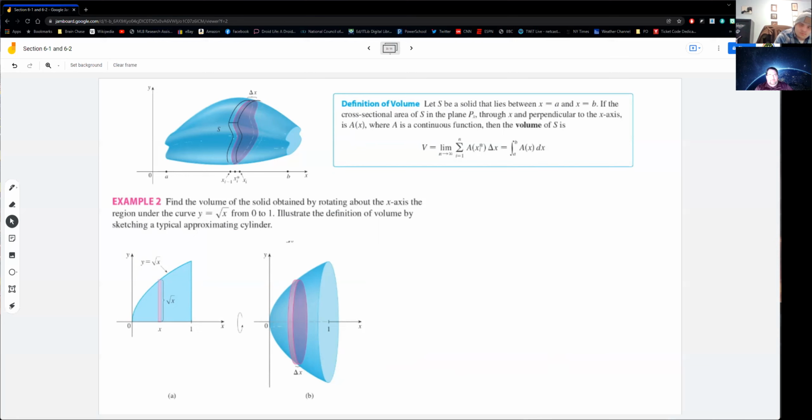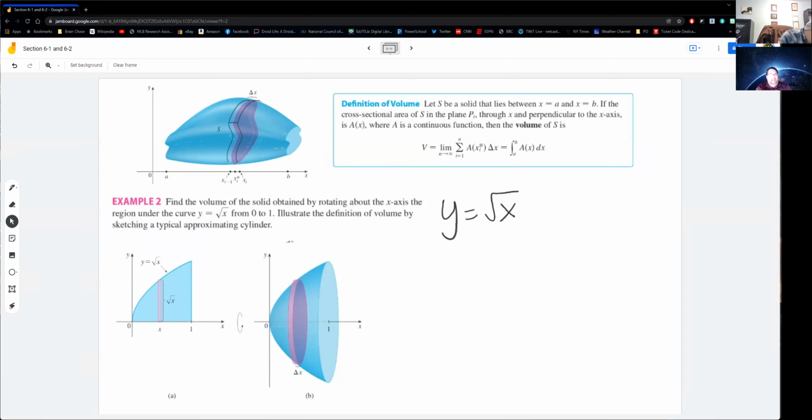All right, so let's look at a couple and see how it actually ends up working. If we look at example 2 right here, we've got our curve. Our curve is y equals the square root of x. That's the curve, and we're rotating it around the x-axis.